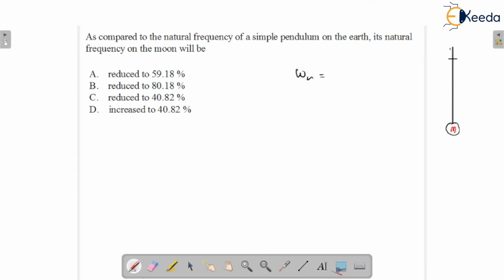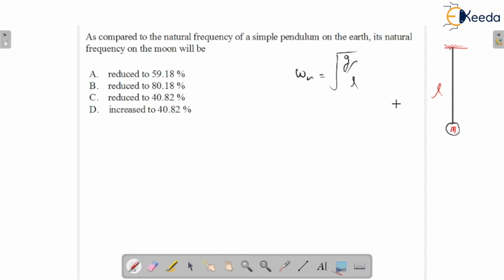There is a mass m. Suppose this is a simple pendulum of length L. Now we find out the natural frequency. Basically, it is equal to under root of g by L. Okay, it is under root of g by L.